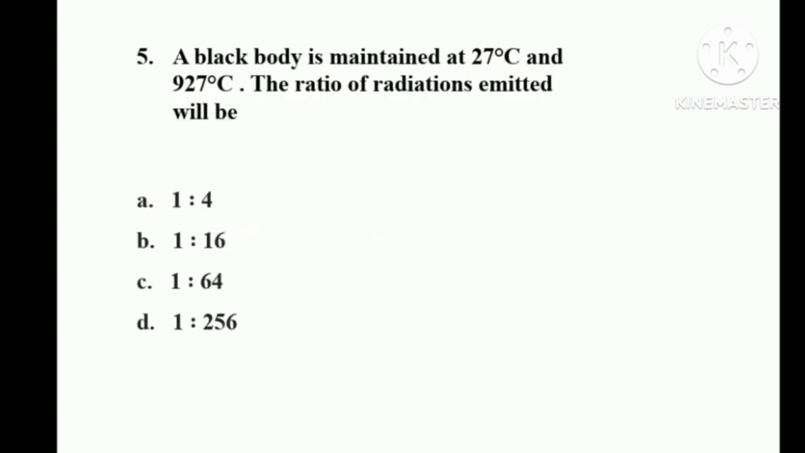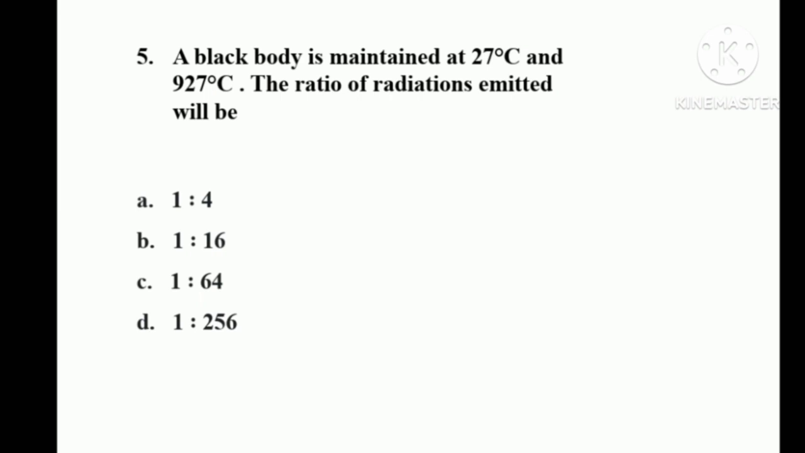Question number 5. A black body is maintained at 27 degrees Celsius and 927 degrees Celsius. The ratio of radiation emitted will be: option A, 1:4; option B, 1:16; option C, 1:64; option D, 1:256.